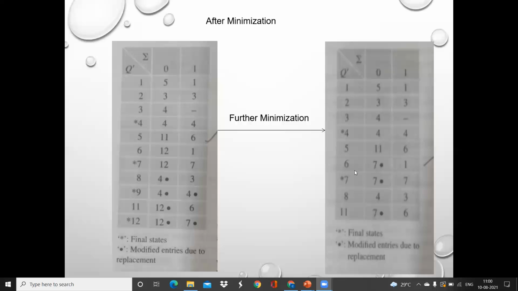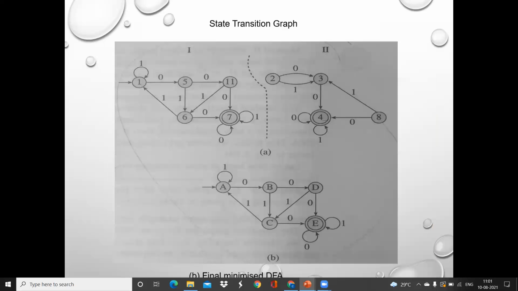Once it is done, you can again check if you have any equivalent states. If you do, we have to repeat the same procedure. But here we don't have equivalent states. Once this is done, on the basis of it you can draw the state transition graph. So this is what you will get here.